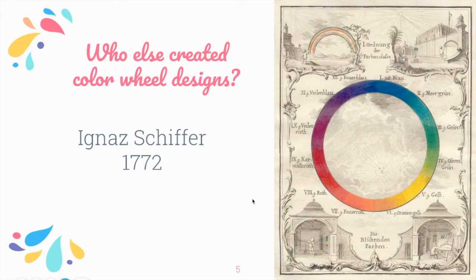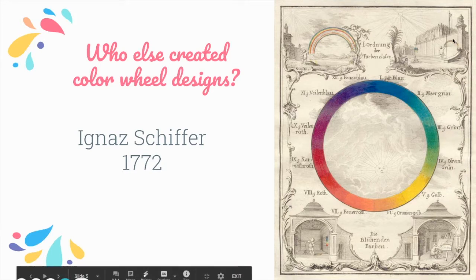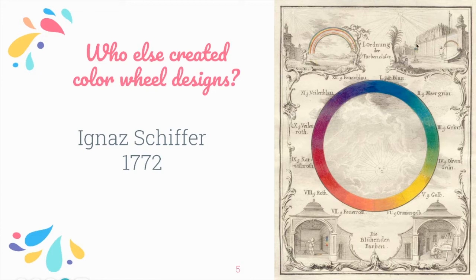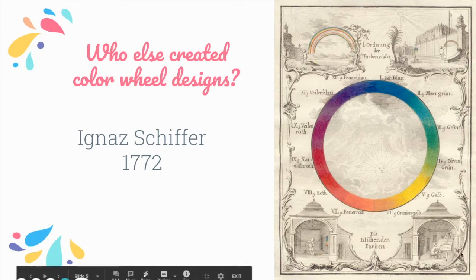Who else created color wheel designs? This one is by Ignaz Schiffer and it was created in 1772. And you can see how he also has this spectrum where it blends from one hue to the next. The hues are labeled, but it's also decorated with a beautiful illustration around the edges, with these floral, romantic, Romanesque kind of designs going around the edge.